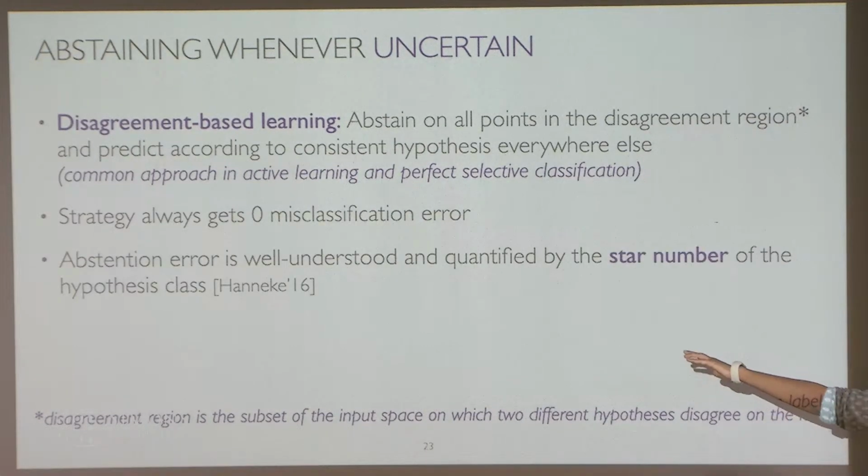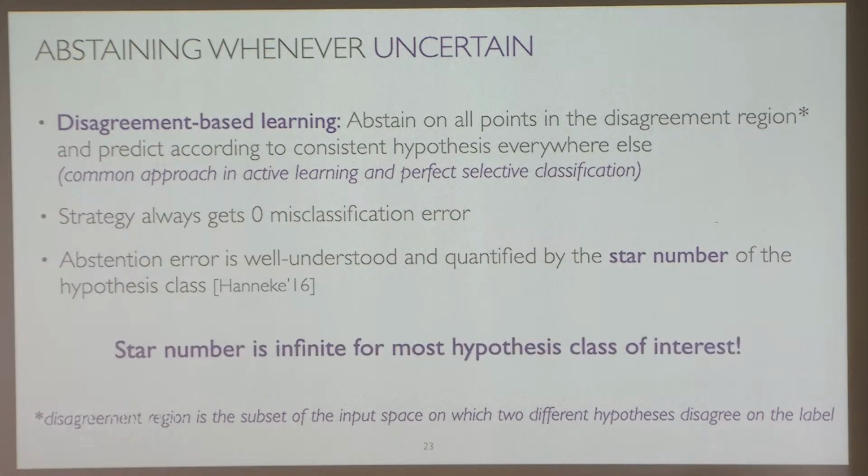But the abstention error, though it's very well understood for this, is quantified by the star number of this hypothesis class, and I'm not going to describe what star number is. But star number is, again, infinite for most hypothesis classes of interest. For the class that I mentioned before, it is bounded. But even if I go to intervals on a line, it's infinite. So this is good, but it's not a good strategy. You cannot go with the strategy that you make no misclassification error. You have to make some misclassification errors.